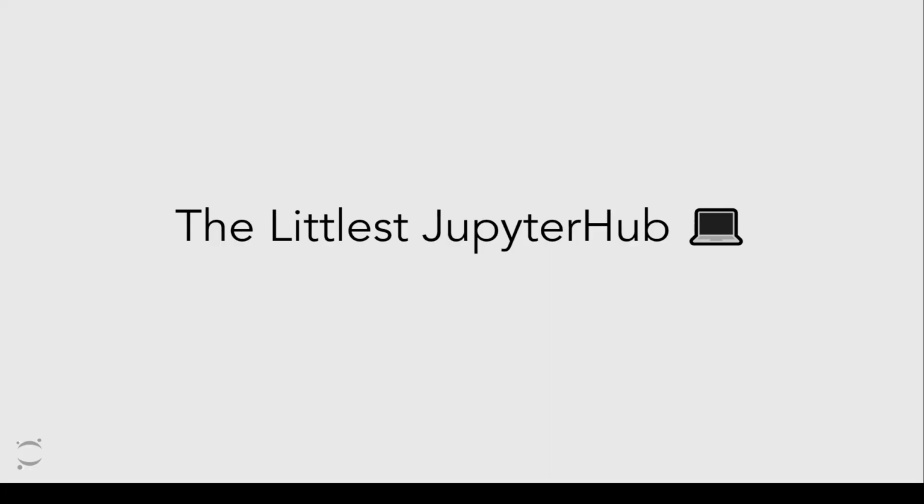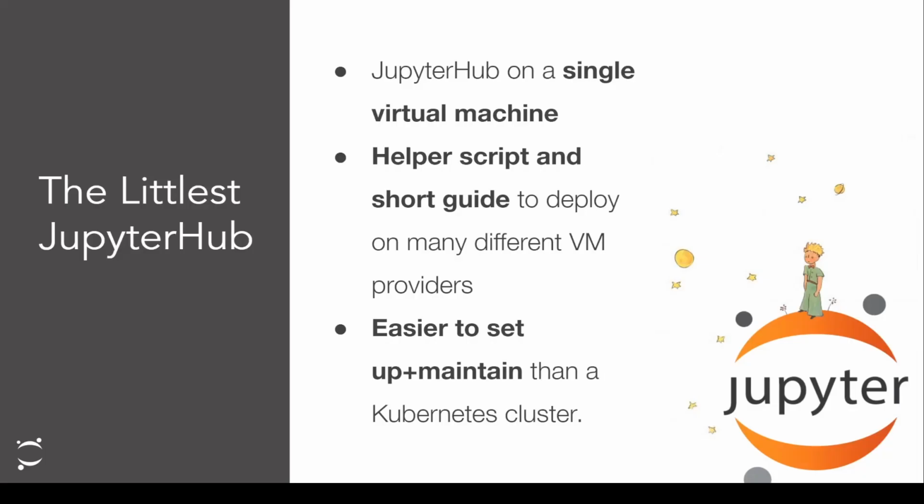Okay, so what's on the opposite end of the spectrum from this fancy Kubernetes-based JupyterHub? The littlest JupyterHub basically takes the same approach, but it applies it to only running on a single virtual machine in the cloud. So in the language of Kubernetes, it's sort of like a single node. This is much easier and more lightweight to set up. It's basically just a helper script and a collection of short guides to help you deploy a lightweight JupyterHub on different kinds of VM providers.